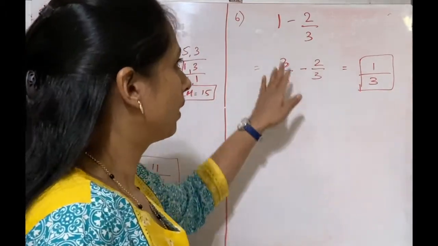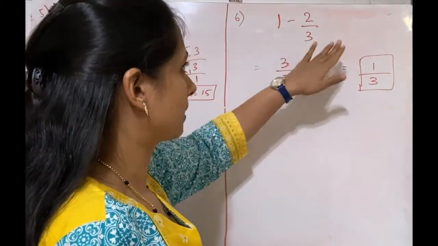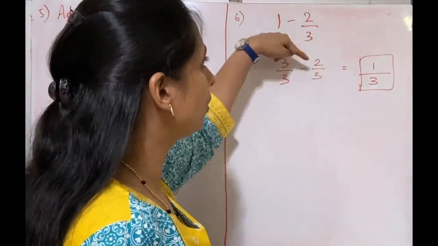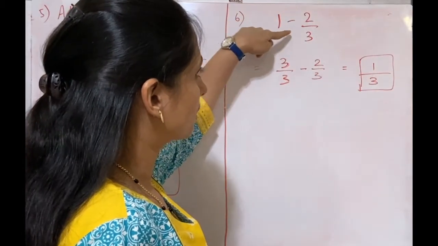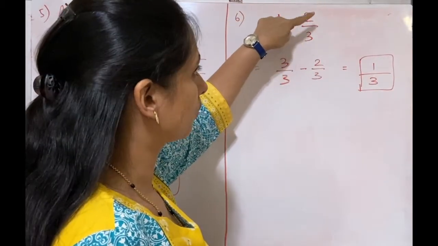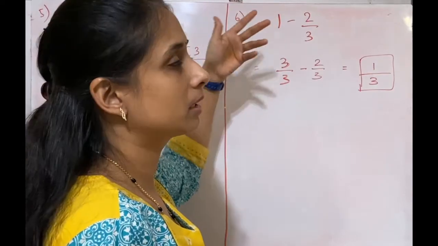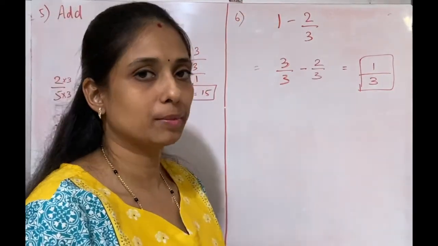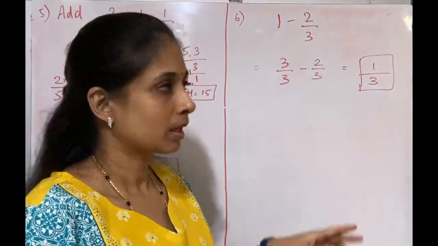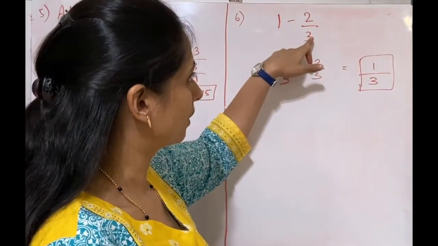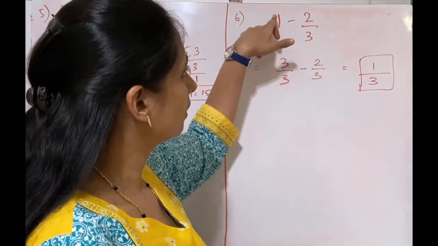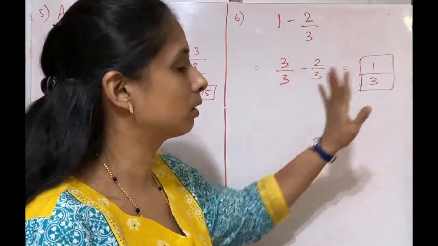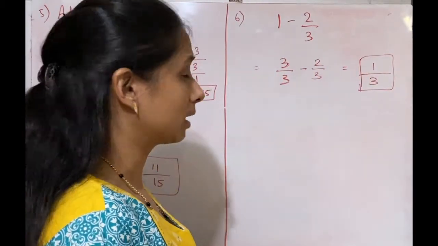So whenever you see 1 minus something, or 1 plus something, then you convert it into a fraction with the same denominator as the other one. This is very simple. 1 you can write as 4 by 4, 5 by 5, 100 by 100, 1000 by 1000, anything. Whatever denominator you have here, you put it here, and the same thing on the top also. That's all. Just one step and you get the answer.